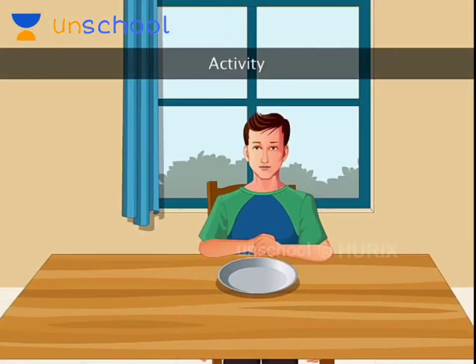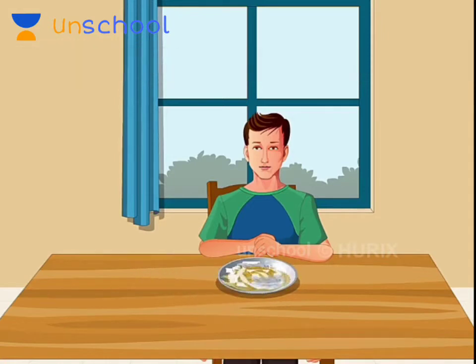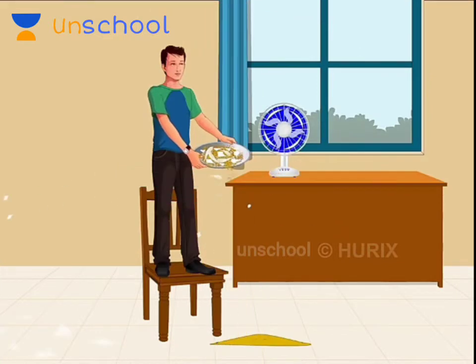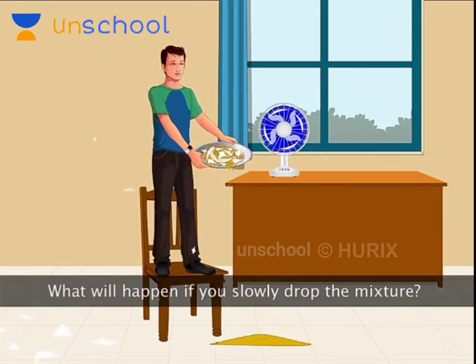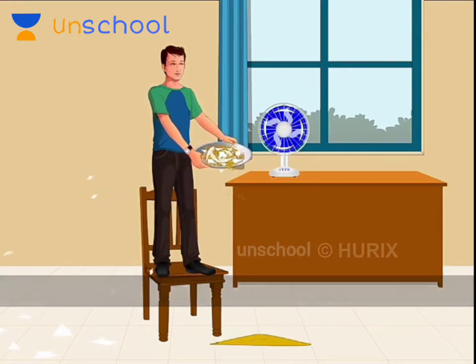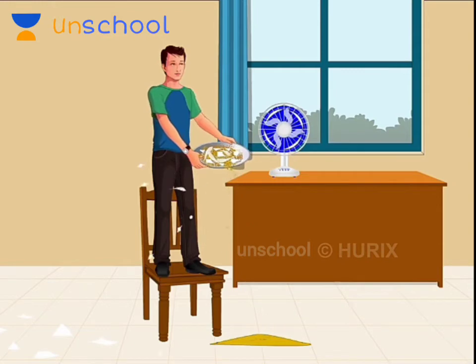To understand this process, let's do an activity. Take some lightweight things like pieces of paper, feathers, and cotton wool. Mix them with some wheat grains. Stand on a tall chair in front of a fan and slowly drop the mixture. What do you think will happen? The light particles will be carried away by the wind, and the heavy wheat grains will fall.